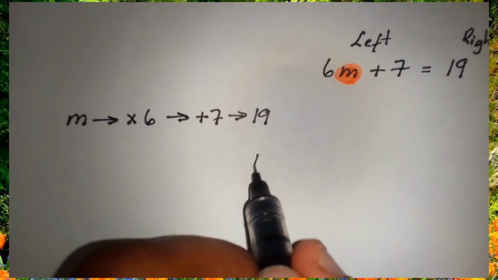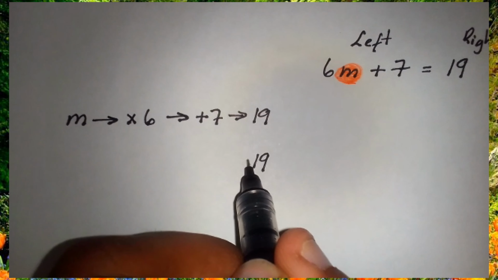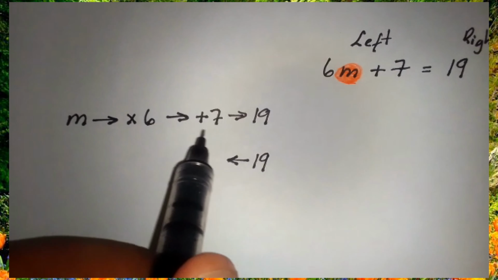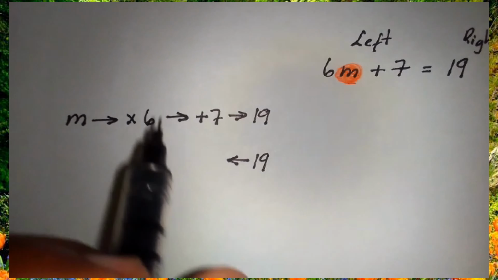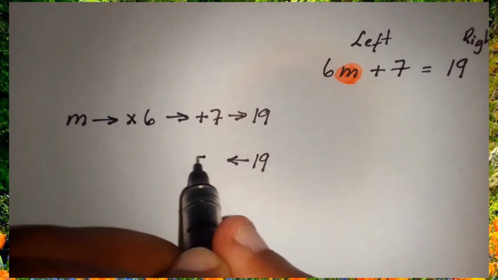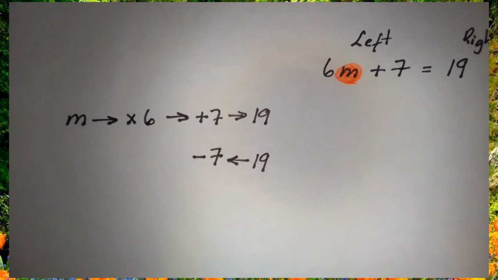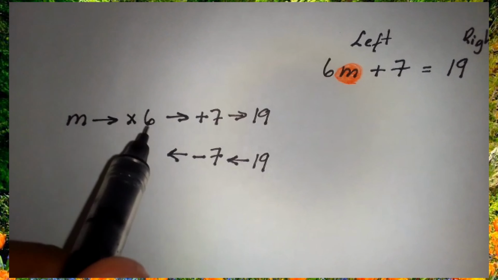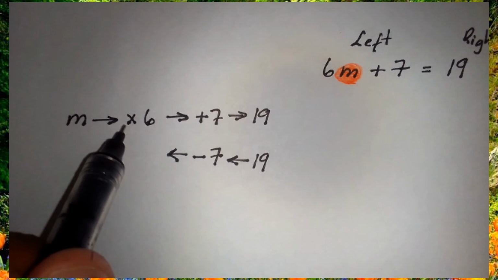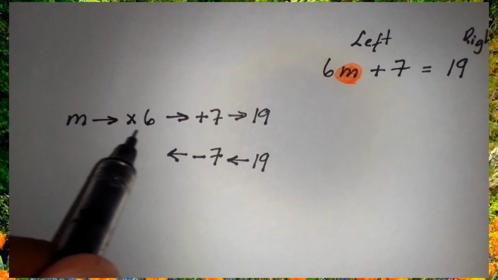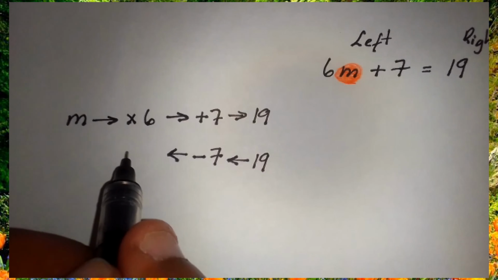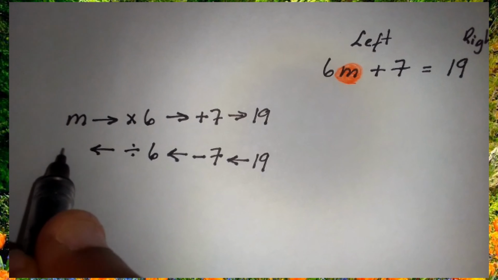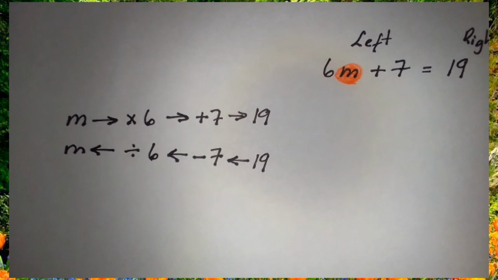So starting at 19, going backwards and reversing my steps, I need to do the opposite of plus 7, and the opposite of plus 7 is minus 7. Still retracing my steps, next I need to do the opposite of multiplying by 6, which is dividing by 6. And that should give me what m is. So let's try it now.